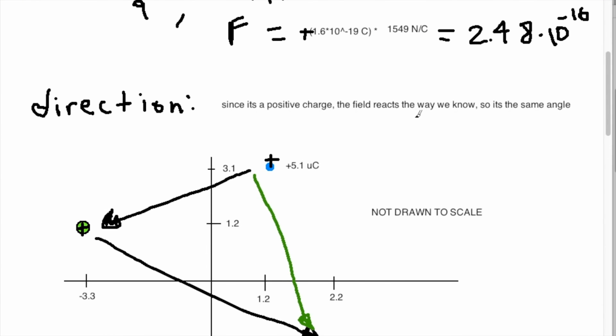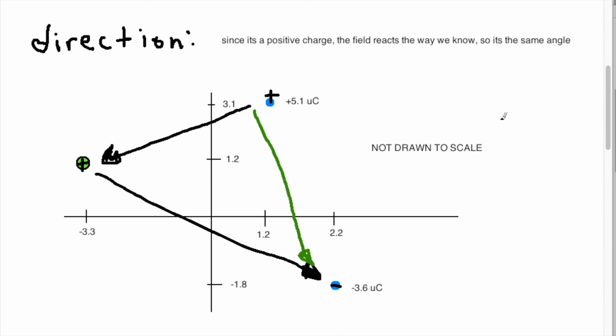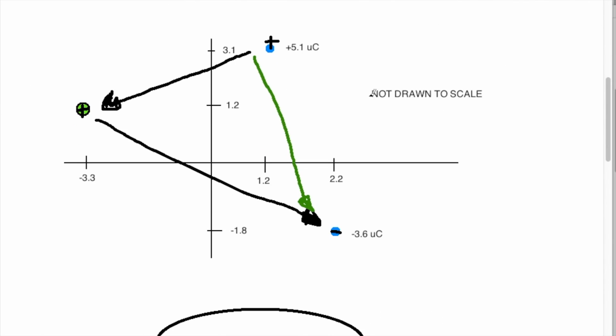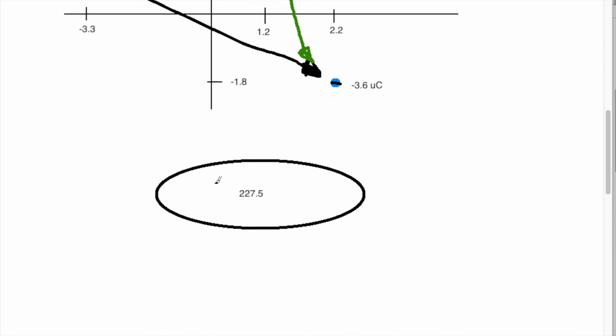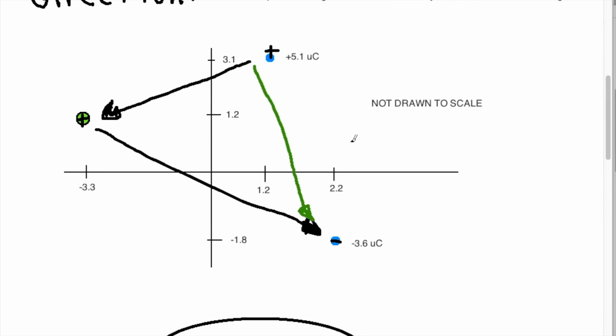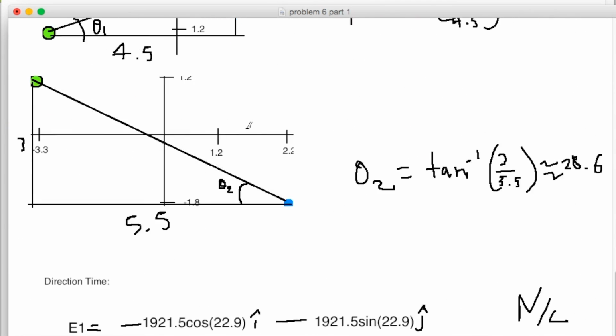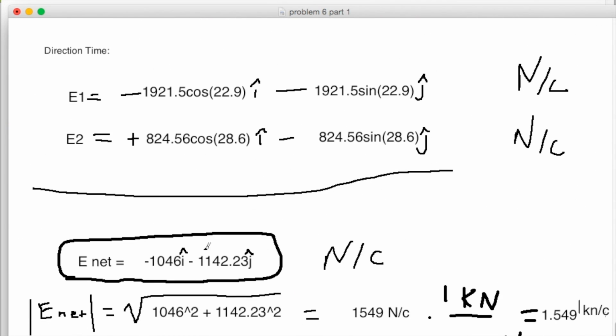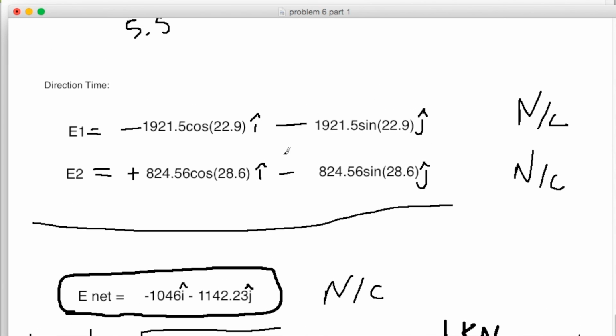And then the direction. Since it's a positive charge, the field reacts the same way, so it's the same angle. And of course, this is not drawn to scale at all. So it's the same angle, 227.5. My biggest flaw in this was not drawing this properly. But if you use algebra, which is what we used, we can prove that this is in fact the right way of adding these vectors. So that is the video, and I hope you enjoyed.